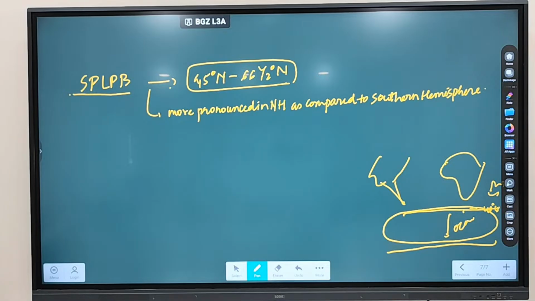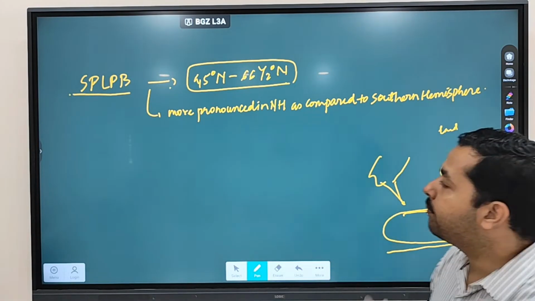Fine. So as a result, you don't see much variation in the southern hemisphere. That's why we are writing it is more pronounced in the northern hemisphere as compared to southern hemisphere. Clear? Because in northern hemisphere we have a land mass, but in southern hemisphere we only have oceans over here. So that's why we have written it is more pronounced in northern hemisphere as compared to southern hemisphere.